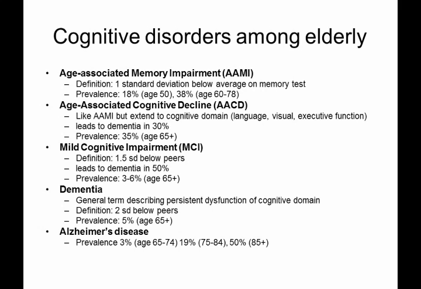We've got the mild cognitive impairment, which leads to dementia in 50% of the cases, and we've got a prevalence of only 3 to 6% here, at age 65, but it does lead to dementia. Dementia is just the general term describing persistent dysfunction of cognitive domains. So that's not auditory, but everybody who has auditory problems might have dementia as well, of course.